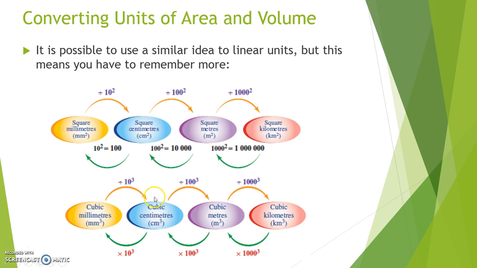Volume is exactly the same, but instead of square units, we have cubic units. So as we move up or down, it's that unit change cubed. So centimeters to meters cubed, the difference between a centimeter and a meter, we're dividing by 100. And because it's cubic units, we cube that 100, which is 1,000,000. So we divide by 1,000,000 to go that way.